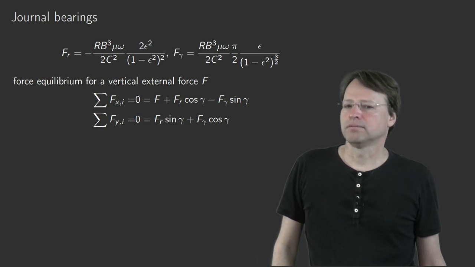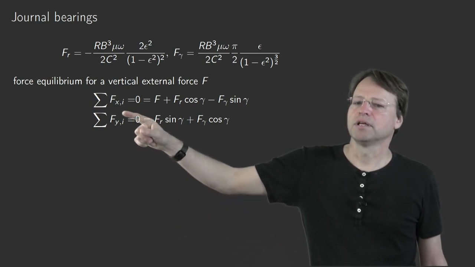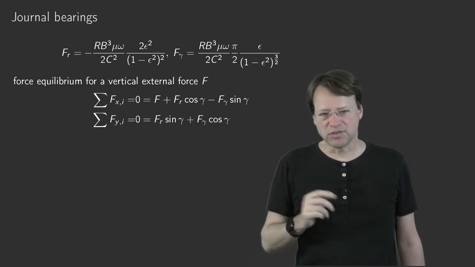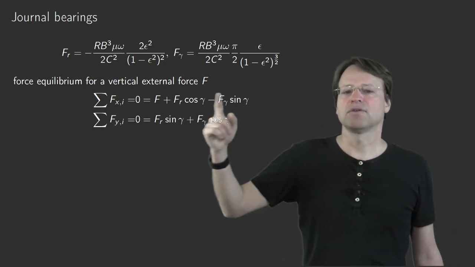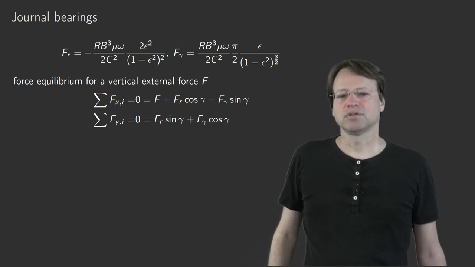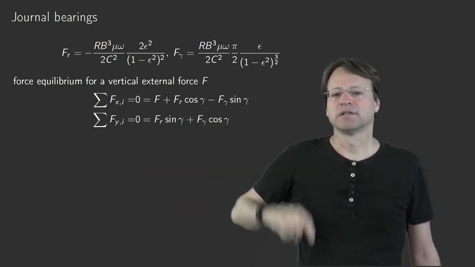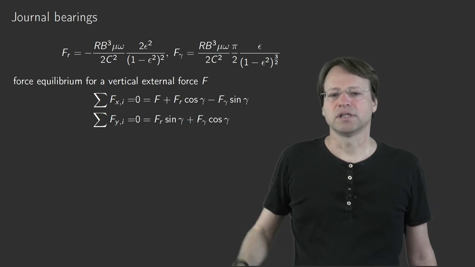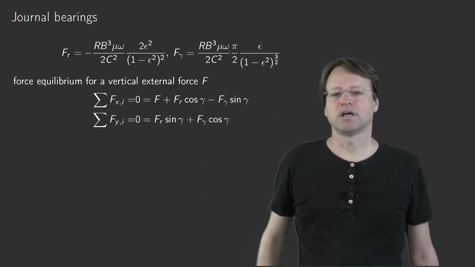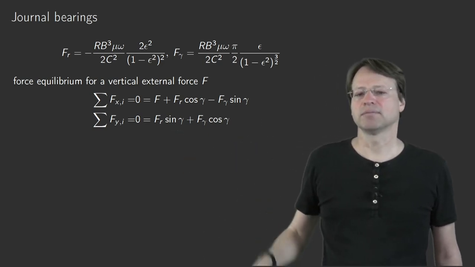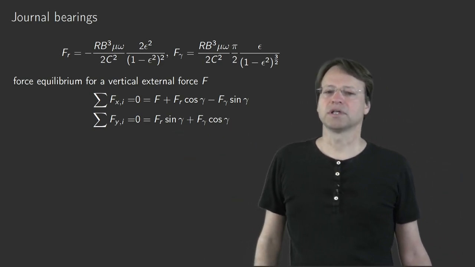We do the equilibrium in vertical and in lateral direction, so with respect to space-fixed coordinates, and therefore, as you have seen on the last slide of the last video, we have to project to Cartesian coordinates by F_R cosine gamma and minus F_gamma sine gamma, and by F_R sine gamma and F_gamma cosine gamma.